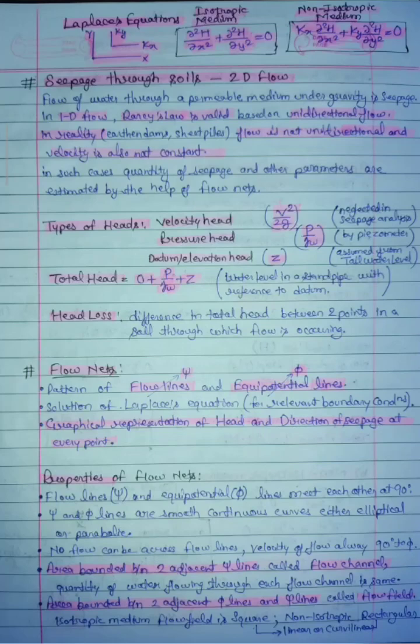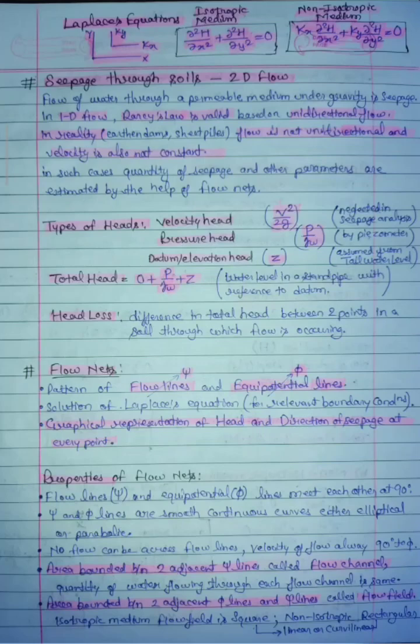So types of head: there are three kinds of head, velocity head, pressure head, and datum head, or we can say elevation head. Now the velocity head is found by v square upon 2g. It is neglected in seepage analysis because its magnitude is very small, as the flow is laminar through the soil, so the velocity is very slow and the velocity head is negligible.